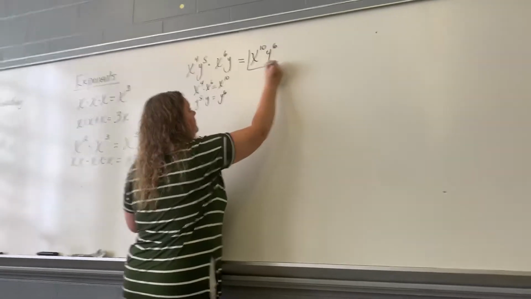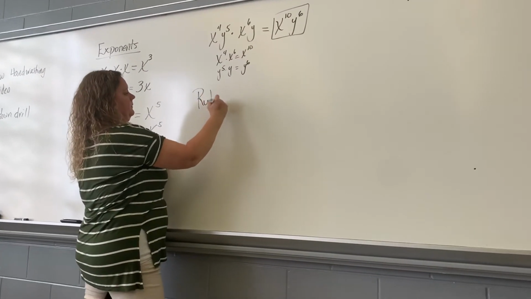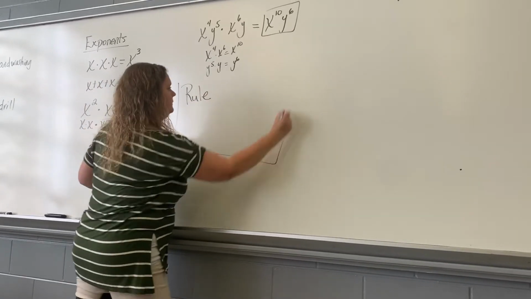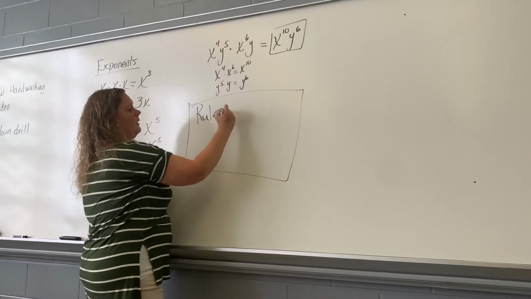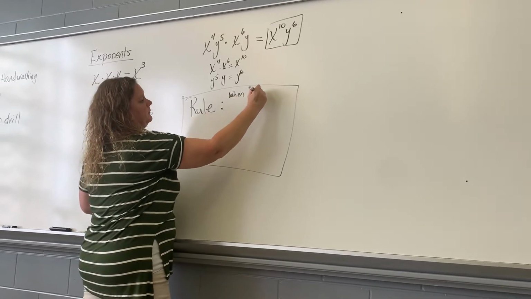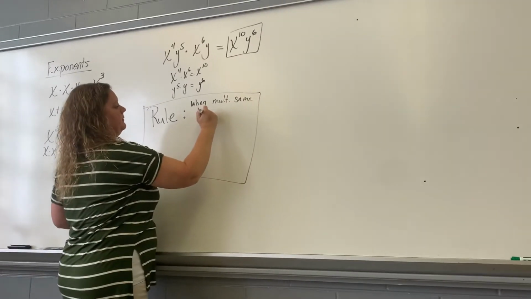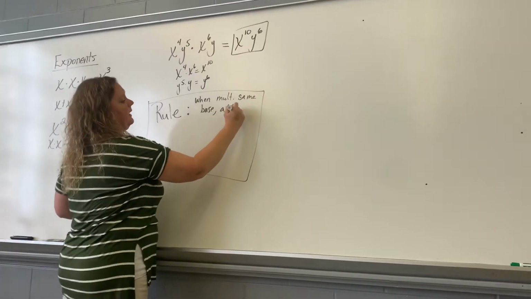Okay? So the rule looks like this. Here's the rule. When you multiply the same base, add exponents.